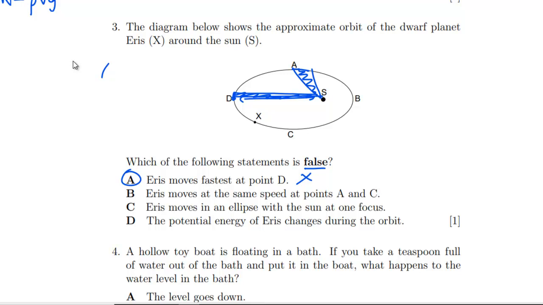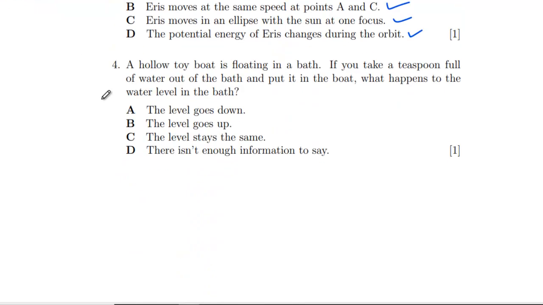For B, does it move at the same speed at points A and C? A and C look more or less the same distance away, so same GPE, so same kinetic energy, that seems fine. Does it move in an ellipse with the Sun at one focus? Yep, that's Kepler's laws again. Does potential energy change during the orbit? Yes, we've got interplay between potential energy and kinetic energy. So sticking with A.